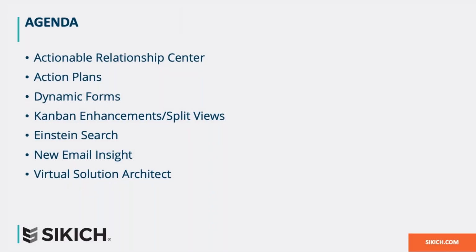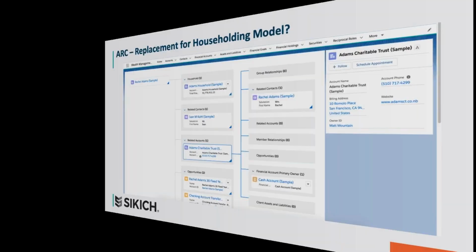So from an agenda standpoint, the main two that we're going to focus on from an FSC standpoint are the ARC, Actionable Relationship Center, and action plans. But we're also going to spend a lot of time focused on dynamic forms because this was the most highly requested feature, and it took years, and now it's available with an asterisk, meaning there's a caveat, as always, but we really want to focus on those three as part of this.